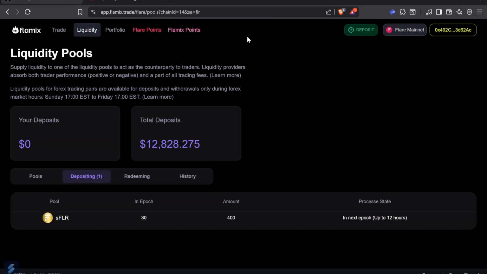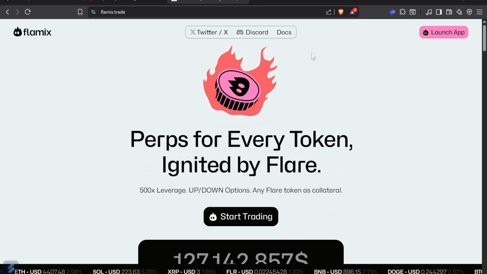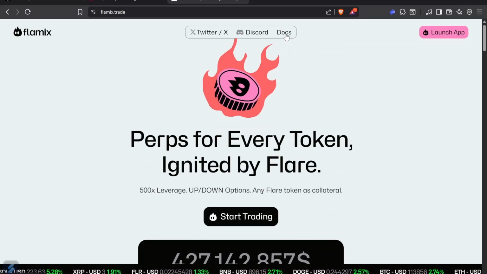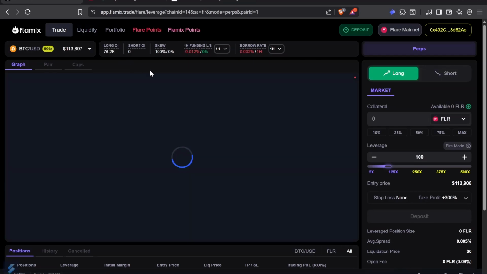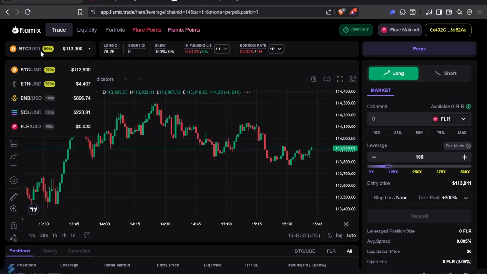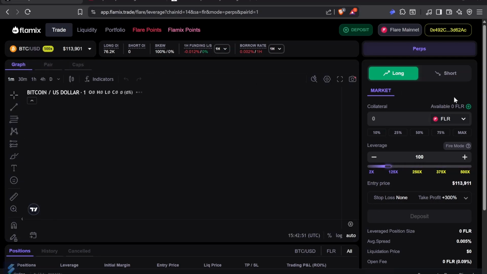And then you have the docs. I think if you go to flamix.trade, you can see the white paper here. Yeah. And then you can read about all the functions. And then if we go to trade, right now you can have Bitcoin, Ethereum, BNB, Solana, and Flare. Bitcoin allows you to have 500x.